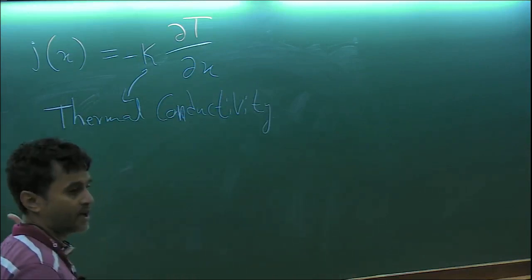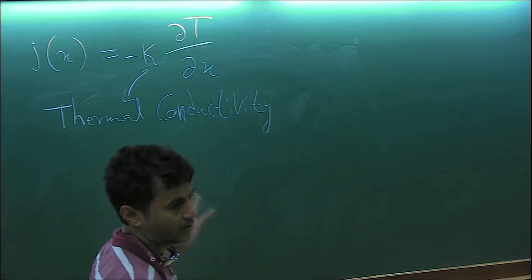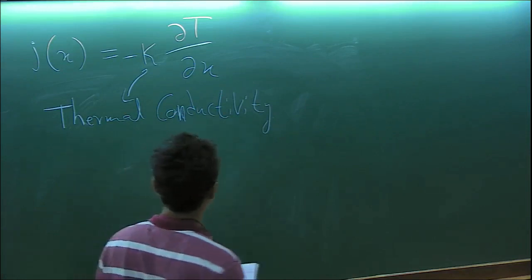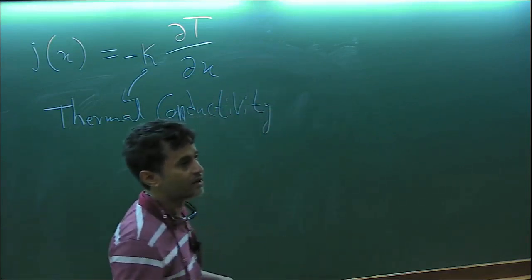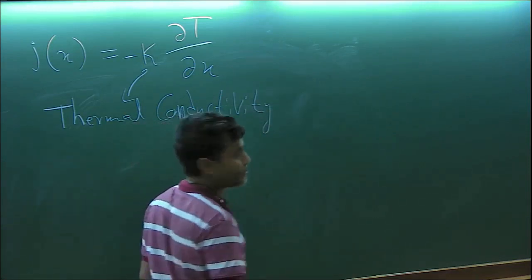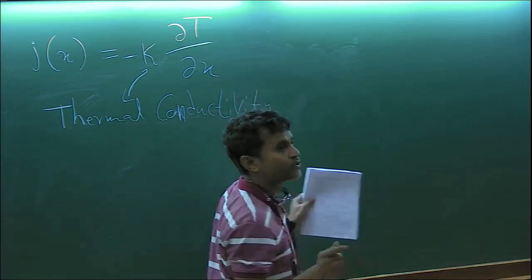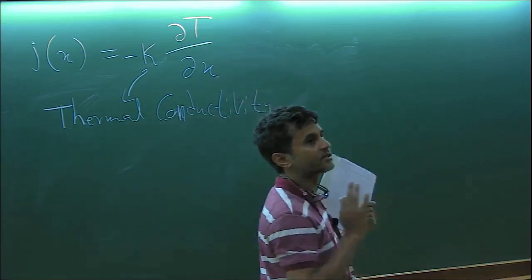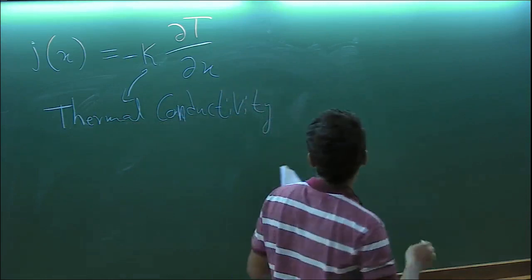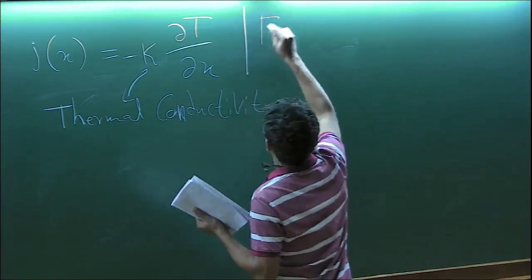Right now I didn't say it could be either due to electrons, phonons, it could be anything, and whatever it is you expect Fourier's law, this is what should be true. I didn't talk about the microscopic mechanism, right now it's just a macroscopic phenomenological law. So this is called Fourier's law.